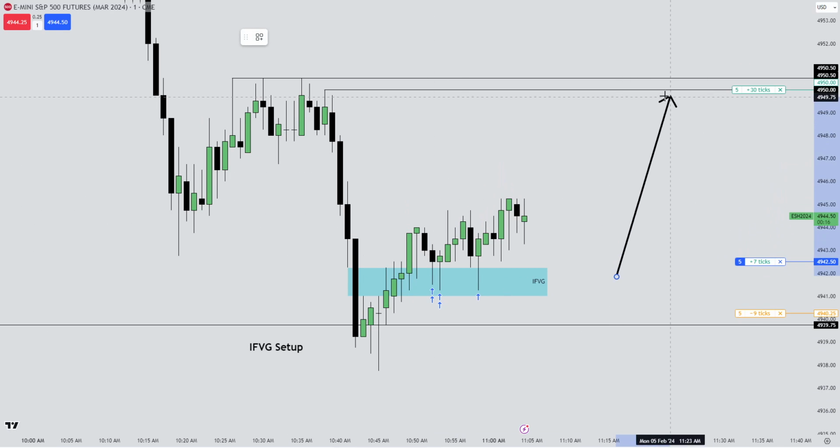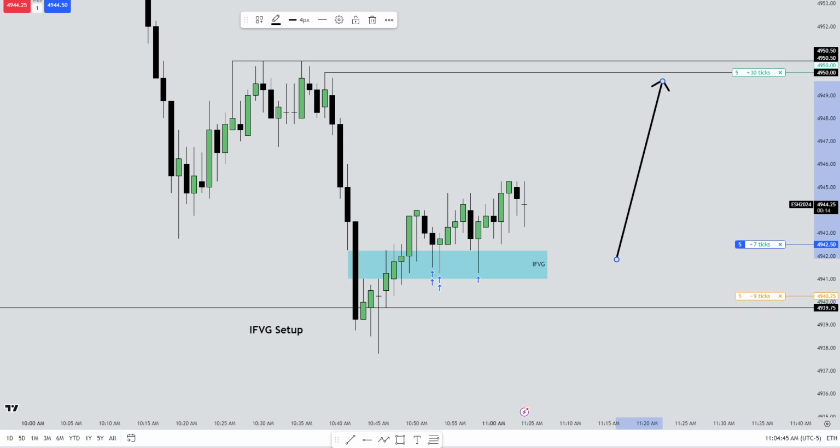I'm looking for price to draw up into this level. If I move the recording, you can see in the bottom right, it shows the time. You can see that time aligns with the countdown to close on the candle bar if you look to the right. So this is live price action.